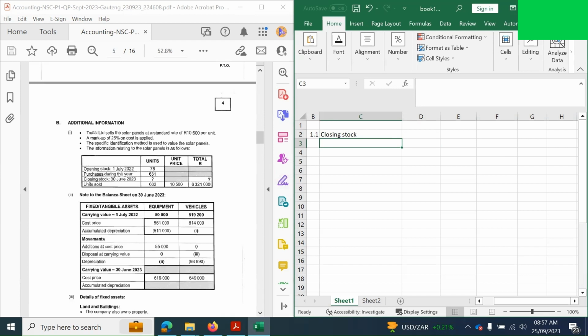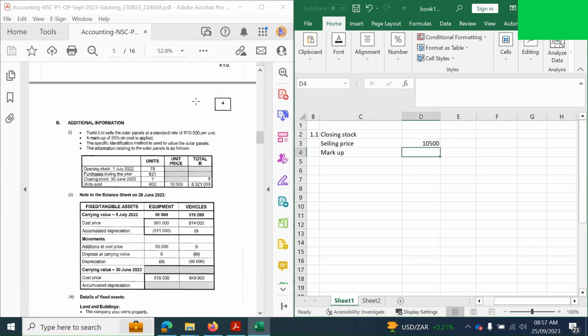Okay, so additional information. Tsatsi Limited sells solar panels at a standard rate of 10,500 per unit. So my selling price is 10,500, and we're told that this is at a standard rate. So again, the selling price does not change. It will remain 10,500 across.